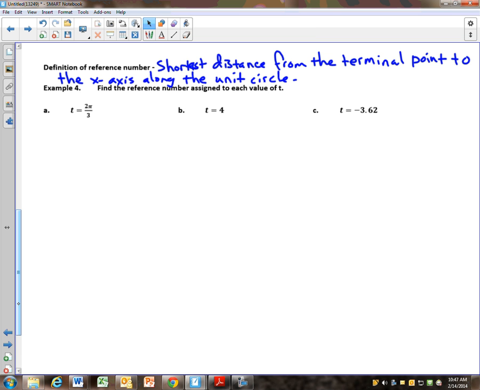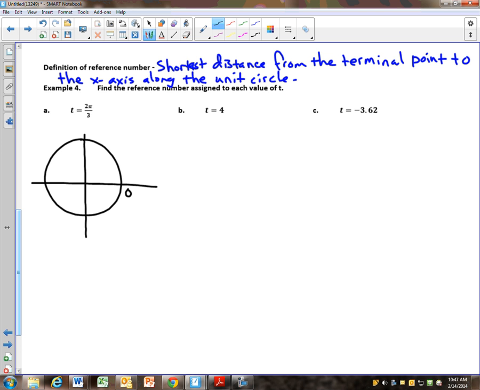It says if t is equal to 2 pi over 3, what's then the shortest distance between that terminal point and the x-axis along the unit circle? I'm just going to draw a little unit circle here. Okay, so I got my labels. And now I'm going to travel 2 pi over 3. 180 degrees divided by 3 is 60. So I'm going to travel two 60-degree measurements, 1 pi over 3 and 2 pi over 3.